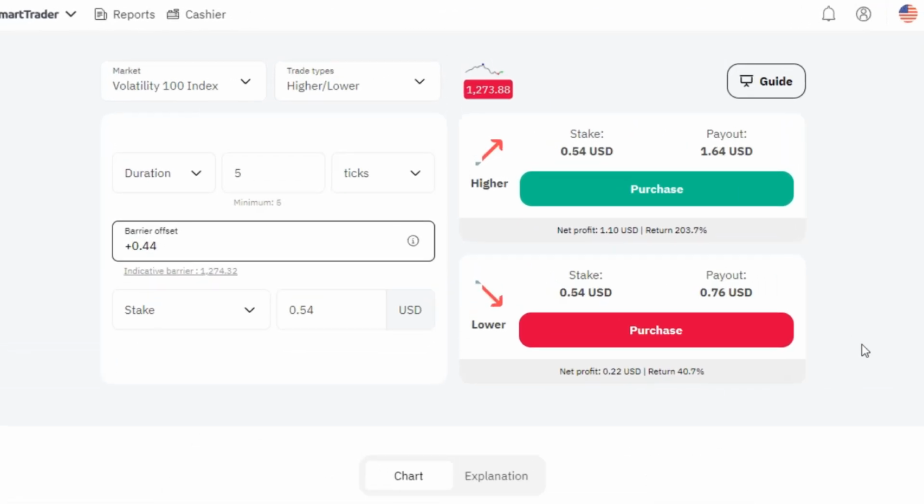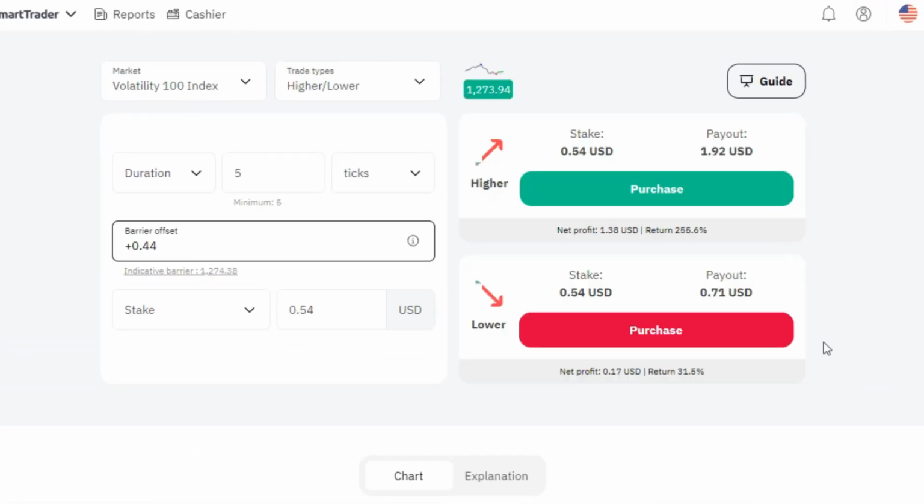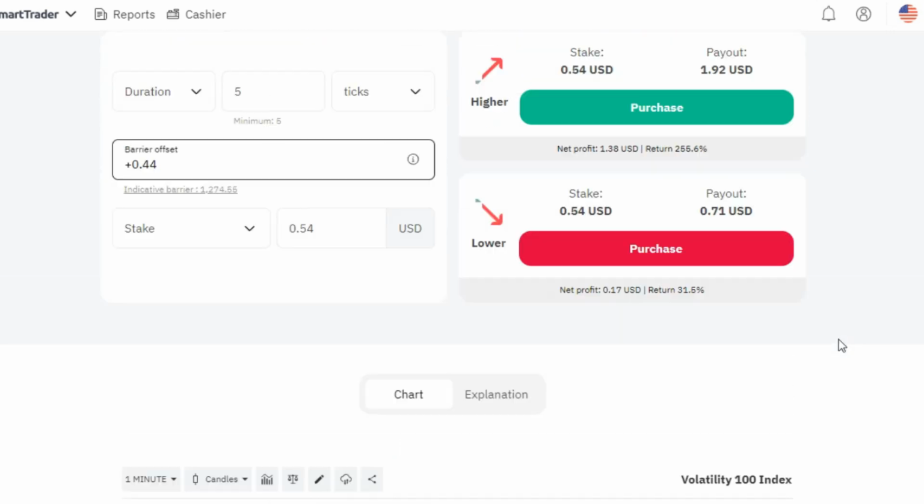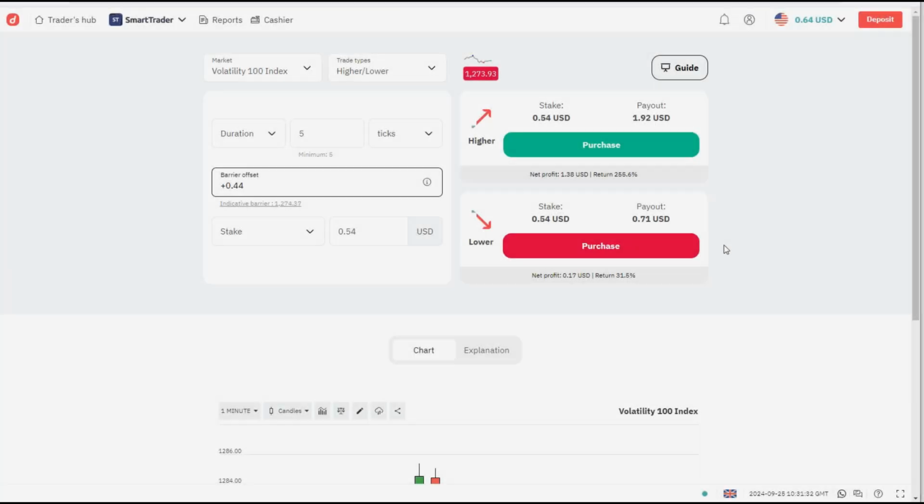First, select the Volatility Index 100 and choose the higher-lower trading type. Next, set the duration to 5 ticks. For the barrier, adjust it to 0.44.